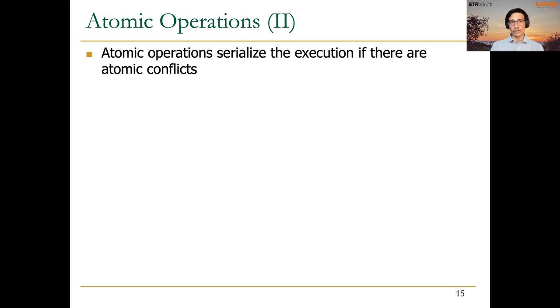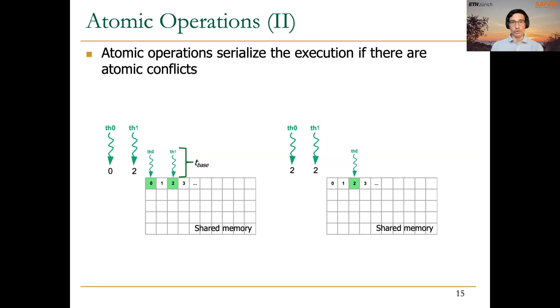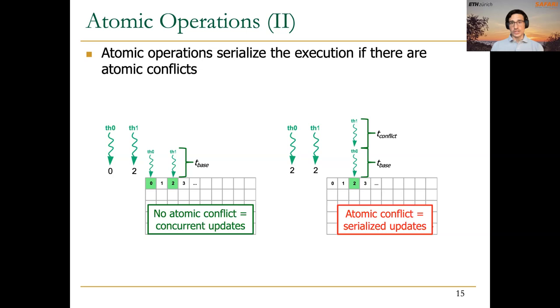The drawback of atomic operations is that they may serialize execution when there are atomic conflicts. So for example, if we have two threads in the same warp that want to update two different memory locations in shared memory or in global memory, they can perform the update at the same time. They can perform this read, modify, write, which is atomic, but because there is no contention, they can do it at the same time. However, if they want to update the same value, either in shared memory or in global memory, what's going to happen is that the access needs to be serialized. The update is serialized, and this entails an extra latency due to the atomic conflict.